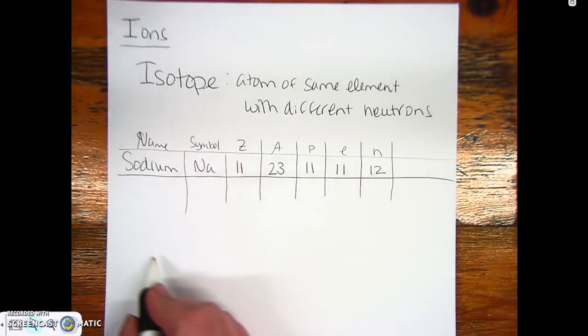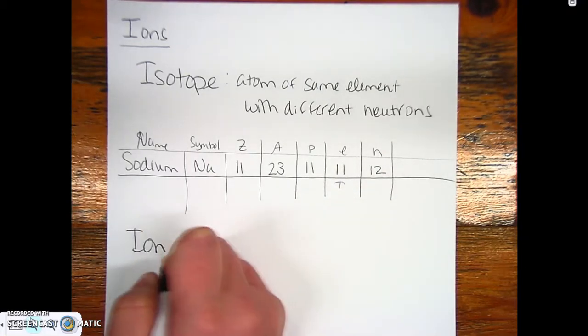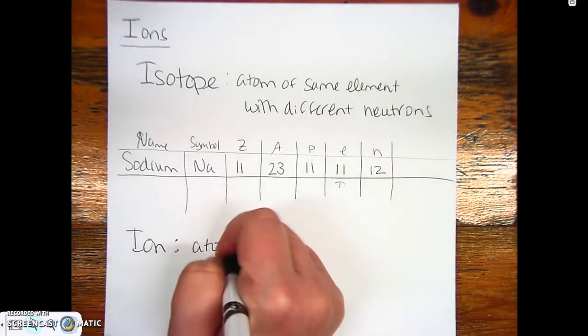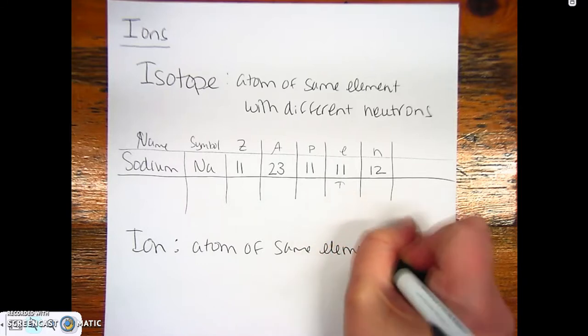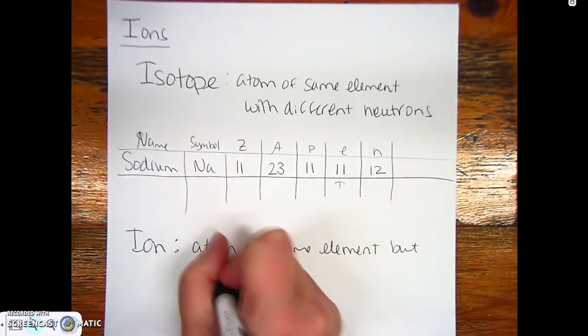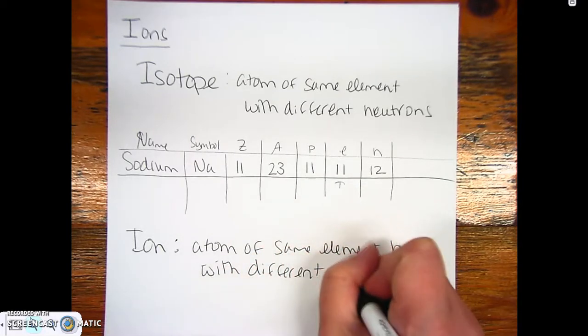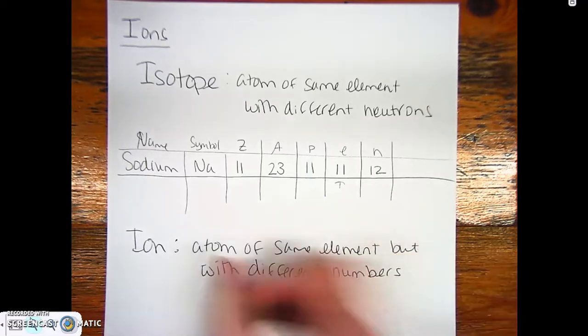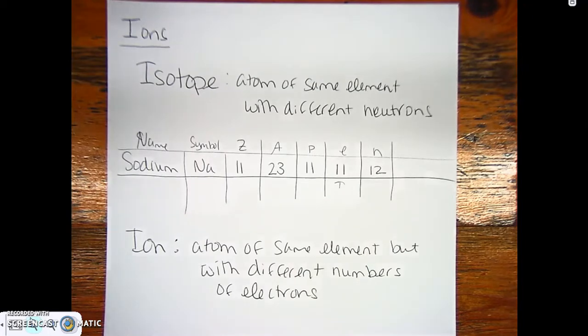So what we're going to move into now is: what if the number of electrons changes? An ion is an atom of the same element, but with different numbers of electrons. And the amount of electrons that either get added to or removed from an element is very predictable, based on what kind of element it is and its location on the periodic table.